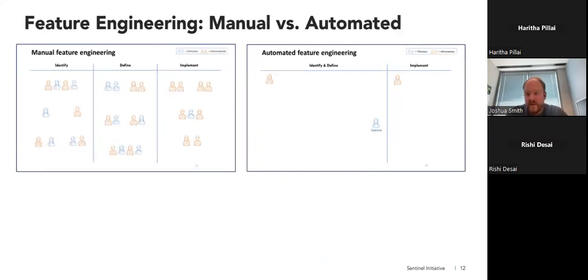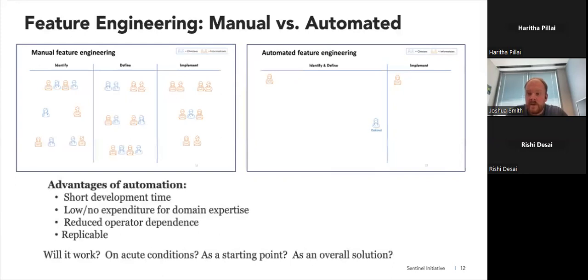As you can see here, the number of clinicians and informaticians that you need to implement an automated approach is significantly reduced. Automation can provide us with shorter development times, lower expenditure for domain expertise because we rely on the published material for that expertise, reduced operator dependence since one side implementing this automated approach should, when using the same data, end up with the same algorithm. And therefore, it can also be more replicable.